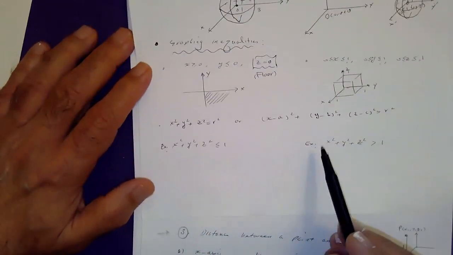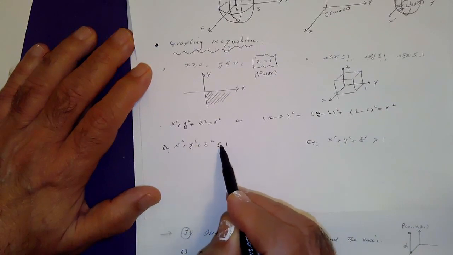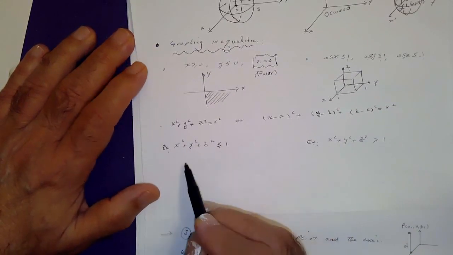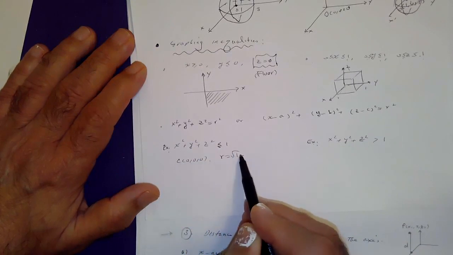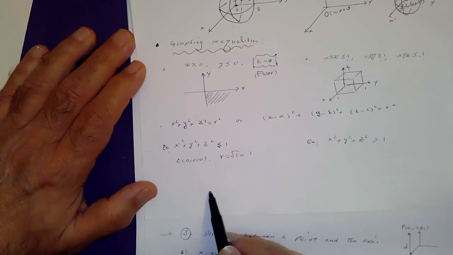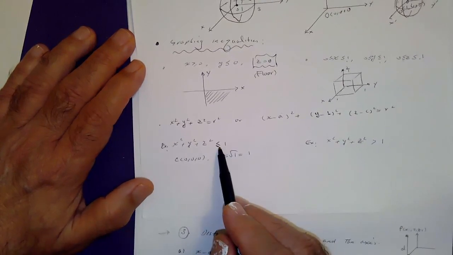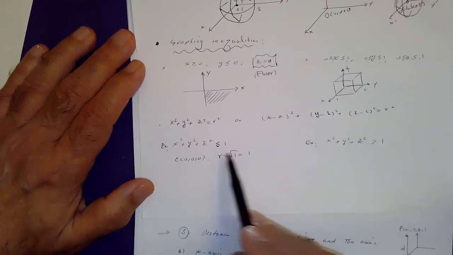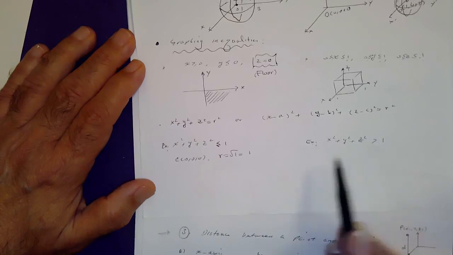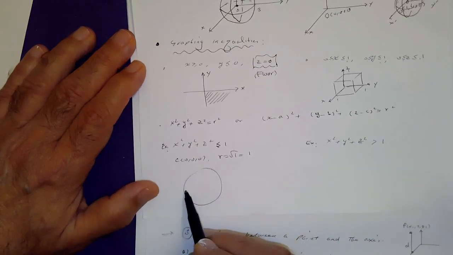What about inequalities? Remember, this is like a sphere, but what does it mean to say it's less than or equal to 1? Remember, the center is at 0, 0, 0. The radius is the square root of 1, which is 1. So with an inequality, less than means inside the sphere, and greater than means outside of the sphere. So what you have here is a sphere, correct?